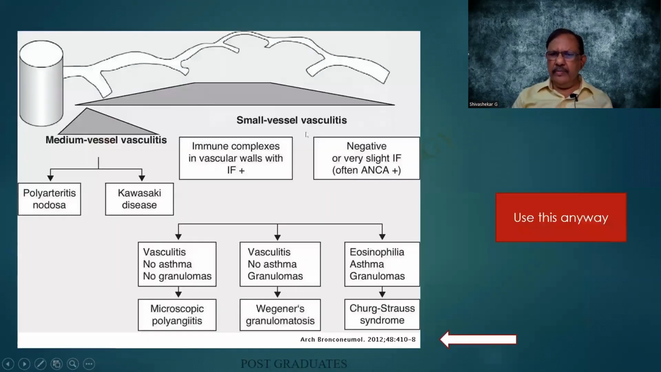This is a repetition of the other diagram, but I would like you people to kindly use it anyway. The Churg-Strauss syndrome is given over here, and this again is the caliber of the blood vessels, and this is the source of reference. This is an easy one for you people to memorize, and the various applications are given in the boxes over here.